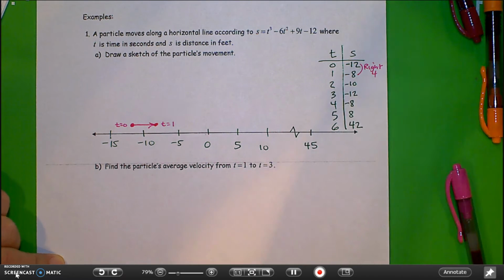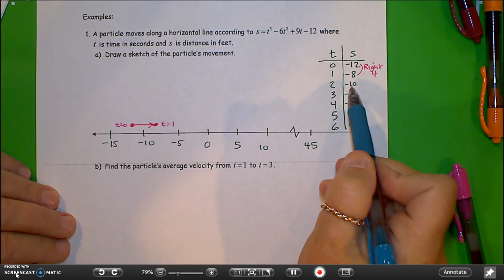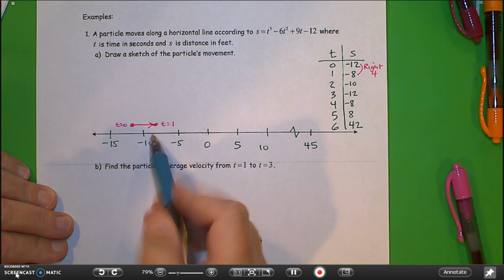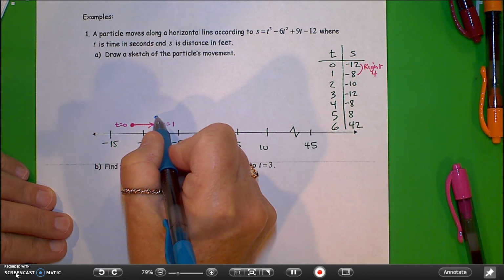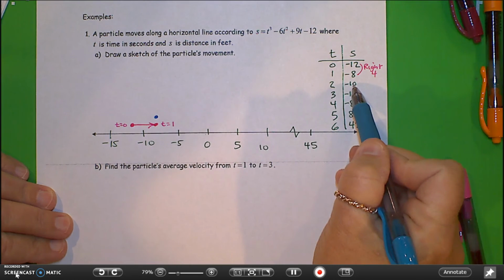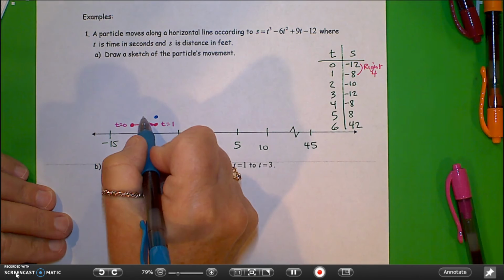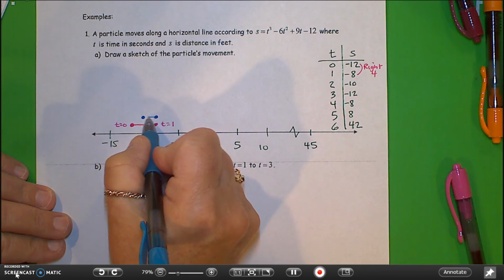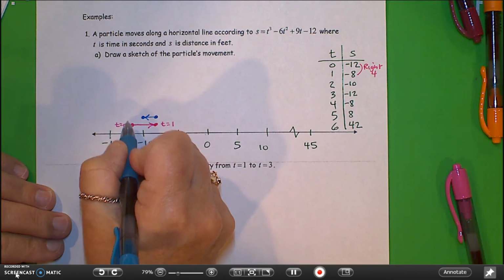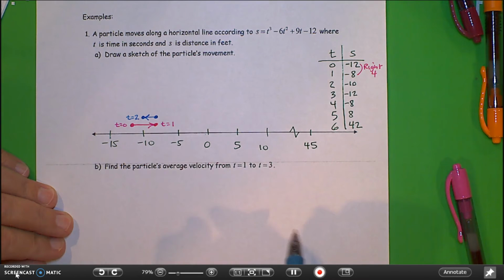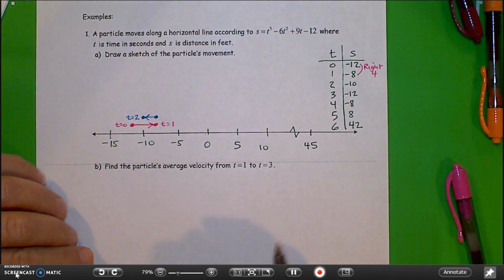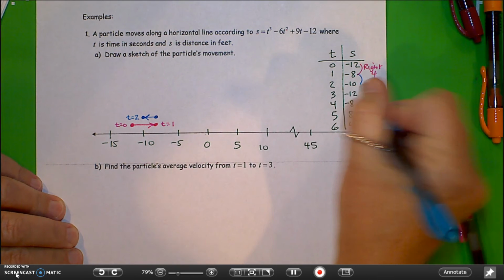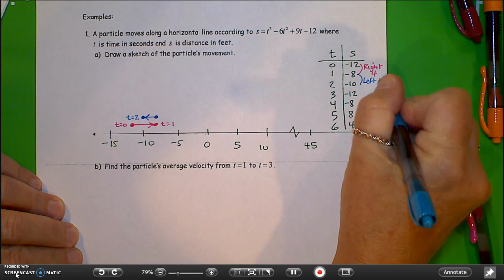Okay, my next piece, I'm going to go from the negative 8 position, which I'm actually going to show on the line above, negative 8, and I'm going to move to negative 10. So I'm going to move this direction. And now I'm at t equals 2. And I've moved back 2 spaces. So I've moved to the left 2 units.